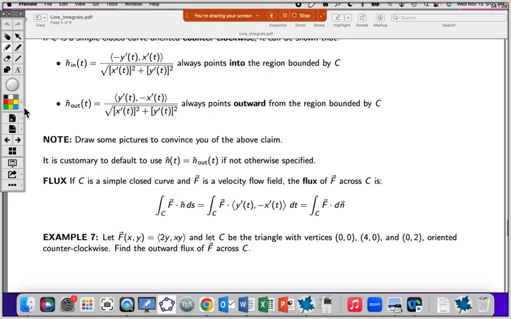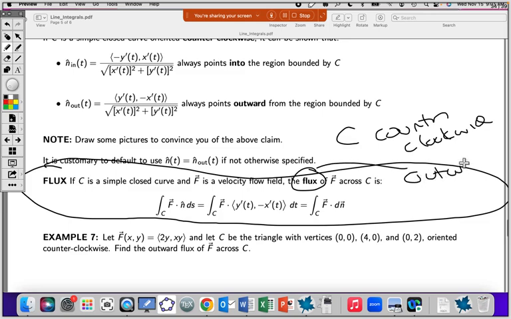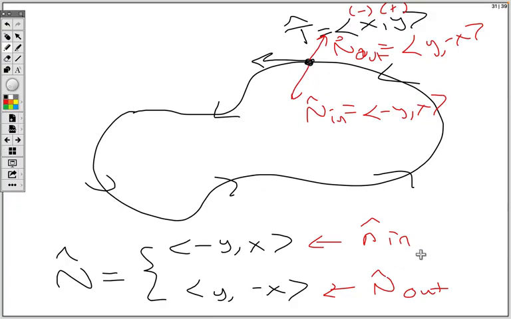Once again, flux is directional, just like work. So if you have inward flux and outward flux, they're just going to be opposites of each other. But here's the formula. If you've got a simple closed curve, and if C is oriented counterclockwise, then this would be the outward flux. Why is there a tendency to just look at outward? Well, we'll talk more about that later. Instead of taking your field dot x prime comma y prime, you're taking the field dot y comma minus x, because of this picture here.